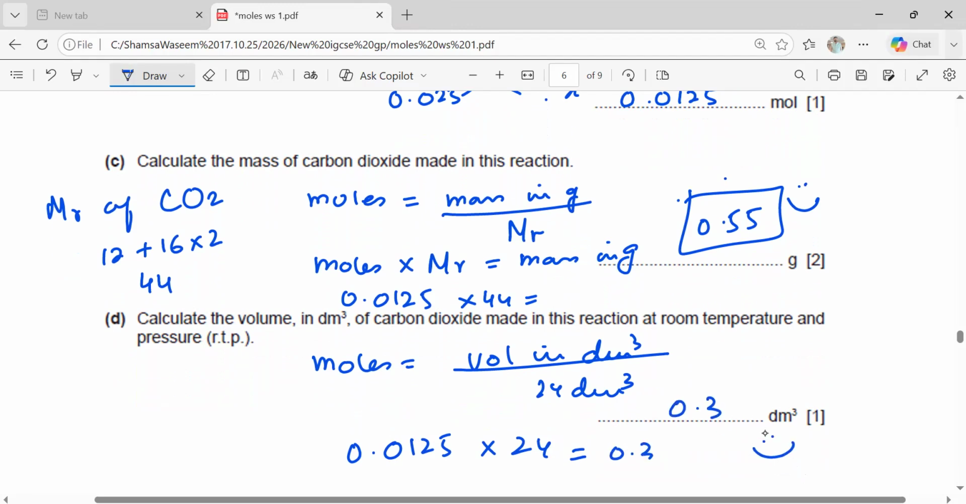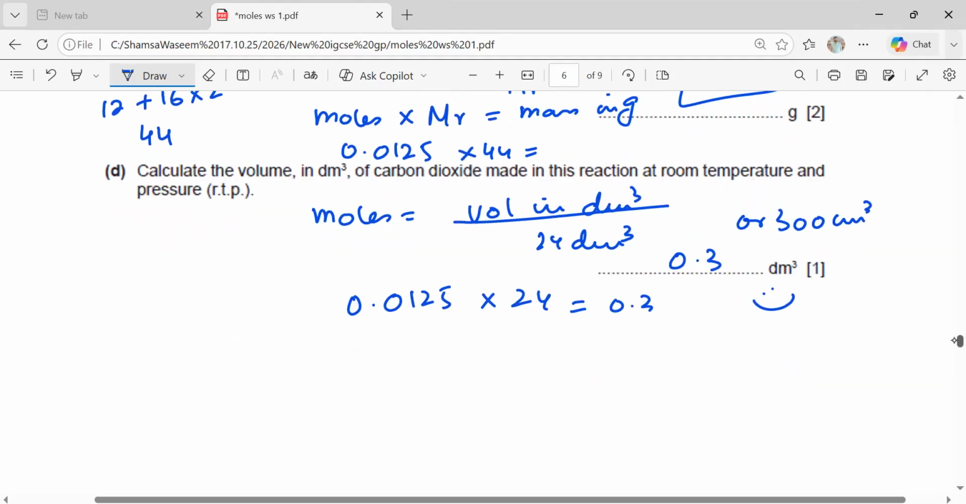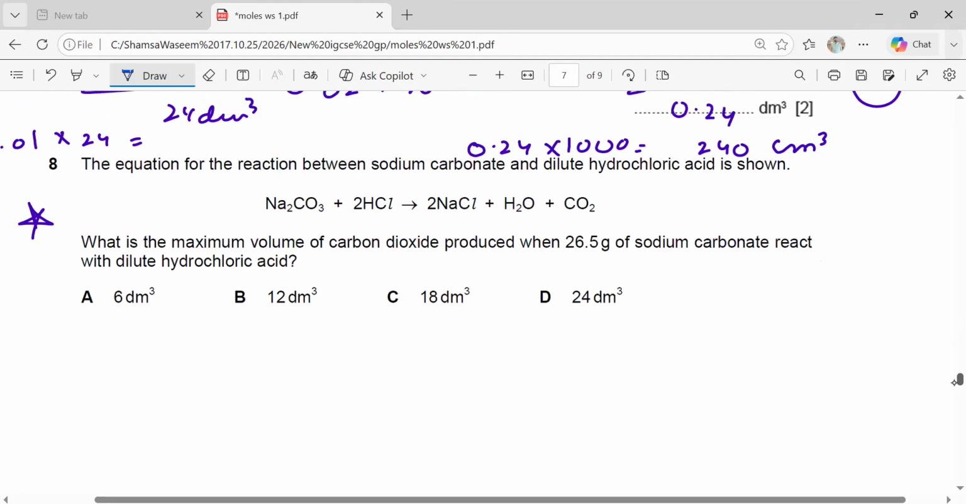Okay. If they would have asked us to calculate volume in centimeter cube, what could have been the answer? Multiply by 1000. Very good. Multiply by 1000, so that could be 300 centimeter cube. Great. Is that clear for all of you? Yes.